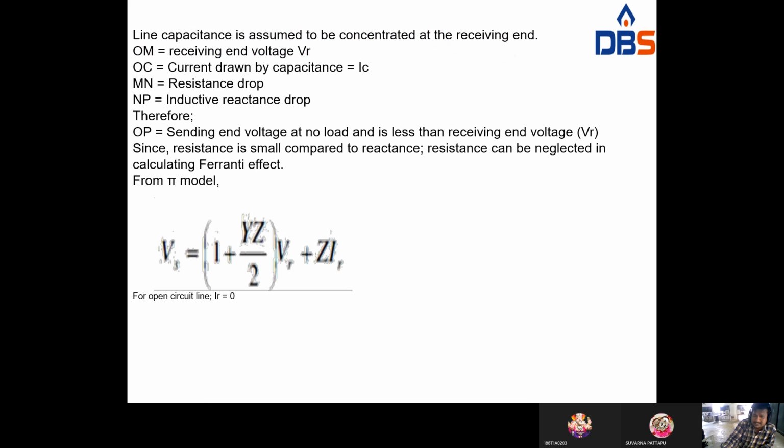What is the sending end voltage? We know the direct equation for the pi network: Vs is equal to (1 plus YZ by 2) Vr plus Z Ir. A is equal to 1 plus YZ by 2, and B is equal to Z. So Vs is equal to (1 plus YZ by 2) Vr plus Z Ir. That is the sending end voltage for the pi network.